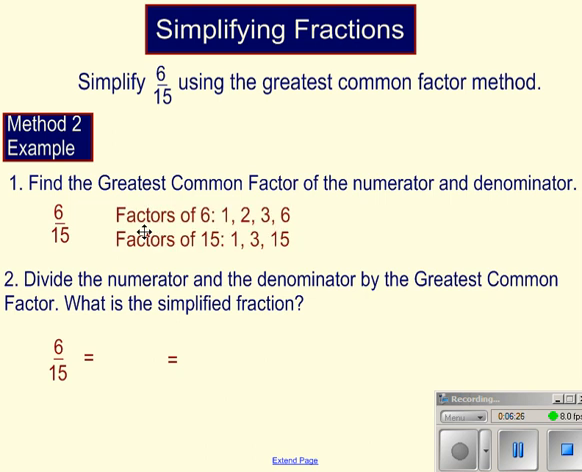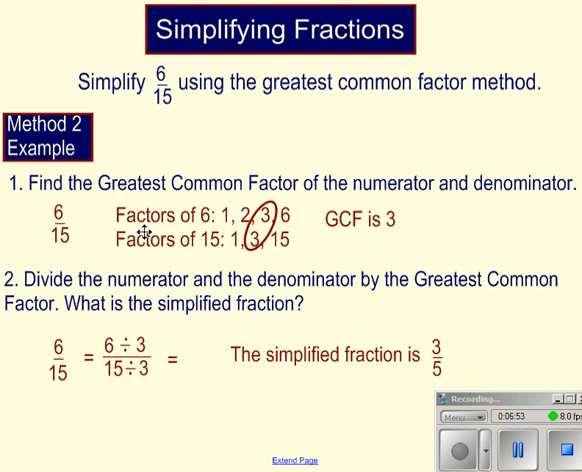In this case, I'm going to use the list. So the factors of 6 are 1, 2, 3, and 6. The factors of 15 are 1, 3, 5, and 15. And I can notice that the greatest common factor they both have is 3. Then what I would do is take my 6/15, divide the numerator and denominator by 3, and I end up with 3/5.